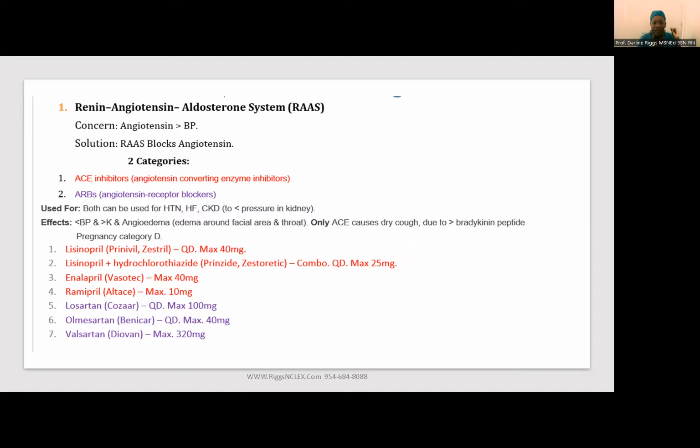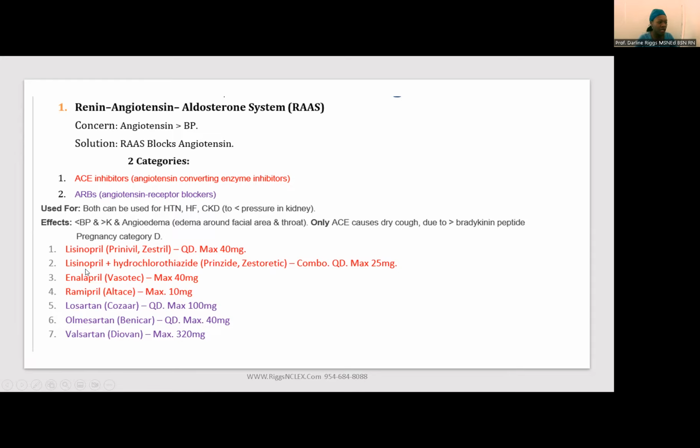Recap. The entire RAS, it doesn't matter if it's an ACE inhibitor or ARBs, are going to cause hypotension, hyperkalemia. But your ACE, the prils, lisinopril, enalapril, ramipril, the prils cause the dry, nasty cough. Don't mix them, please. Find a way to remember that. ACE has a C, cough has a C. I don't know if that helps. Hopefully it does. So these are your prils right here, okay? And do work on generic names, not brand names.